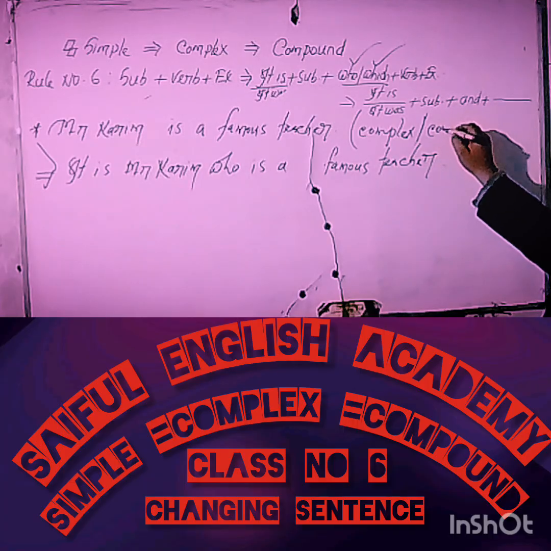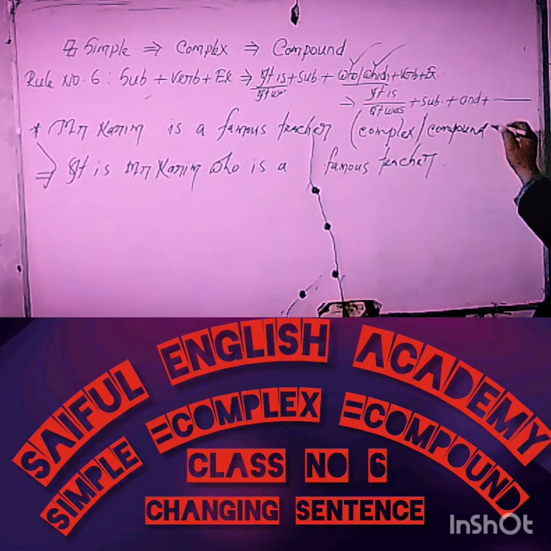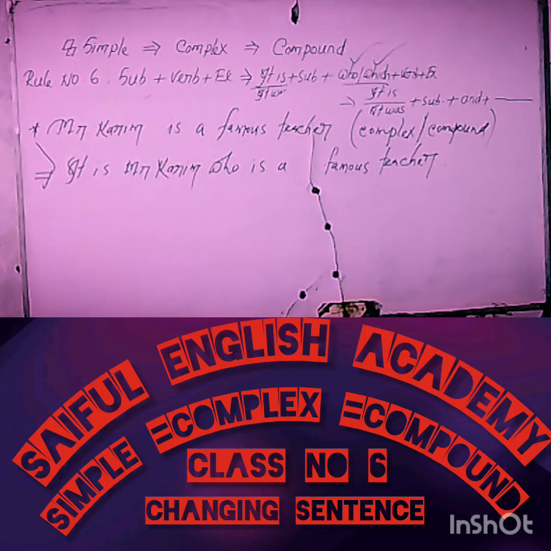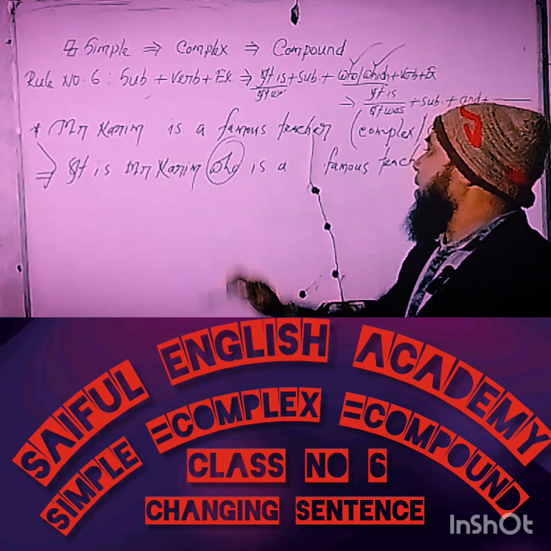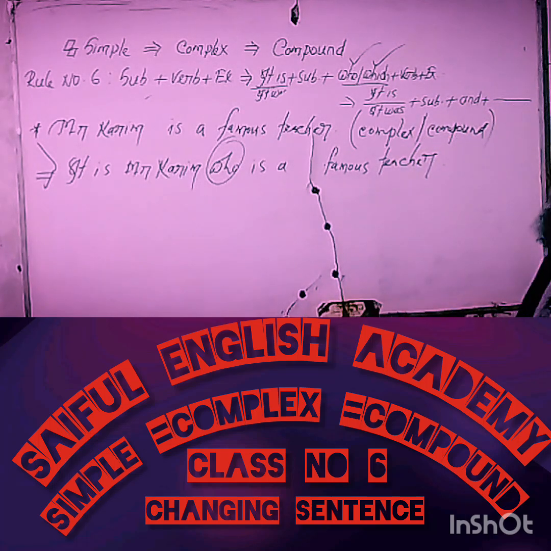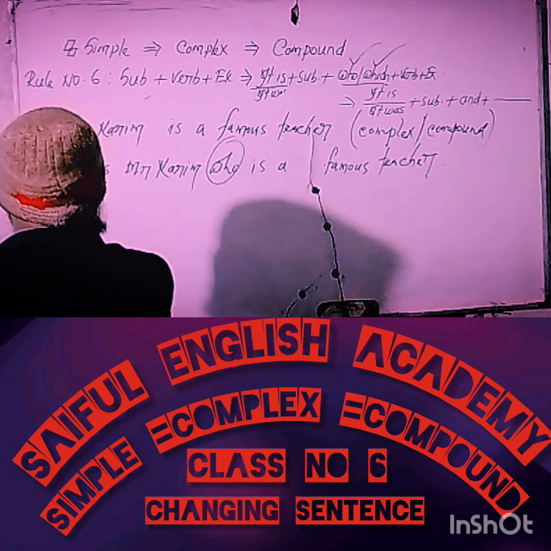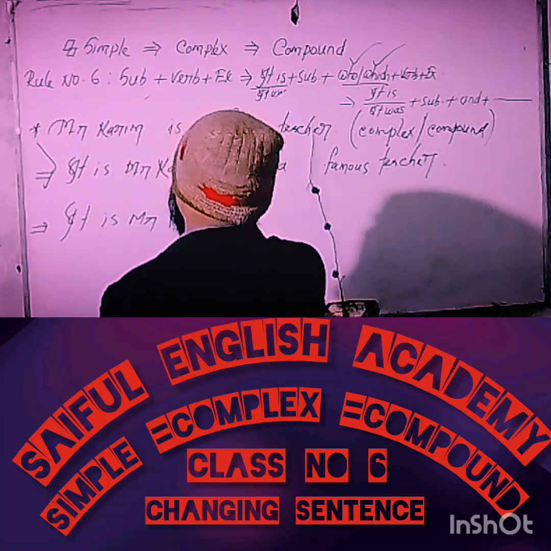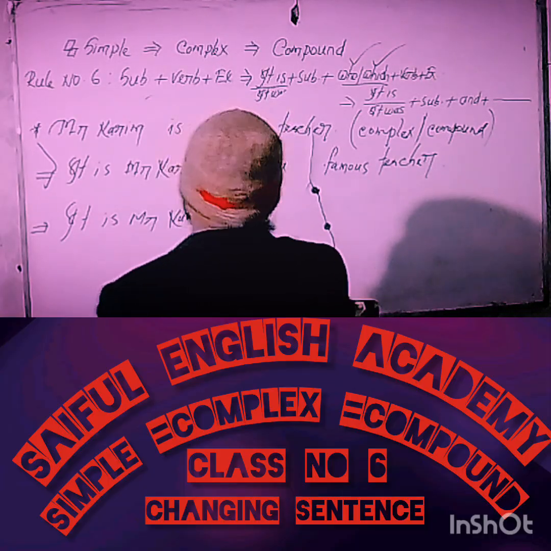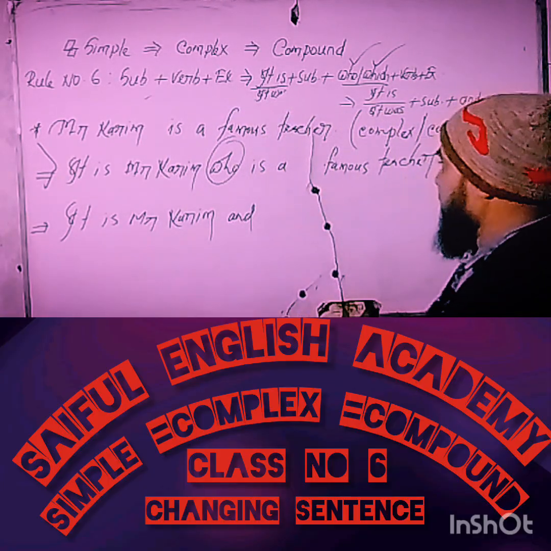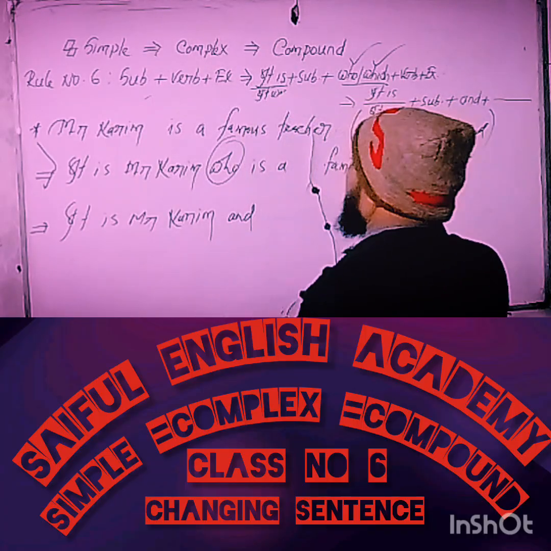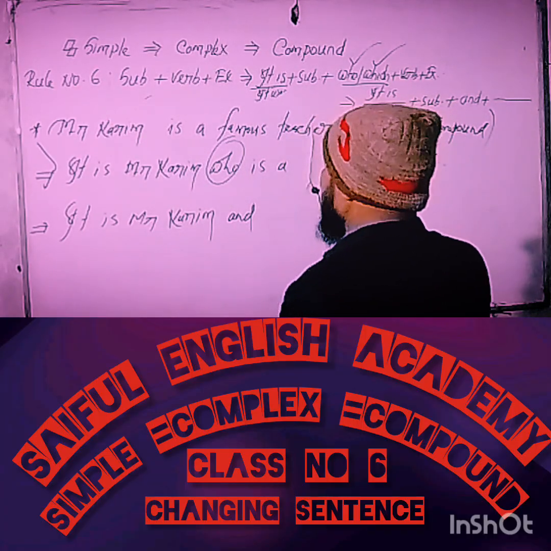Suppose you are told to change the statement into a compound sentence. So, learners, what steps should you take? In this case, you'll have to use "and" instead of the relative pronoun. So, my dear learners, let's write the answer. It is Mr. Karim and. But you'll have to mind that, my dear learners, after writing "and" in the middle of the statement instead of the relative pronoun, you will have to use the subject again.